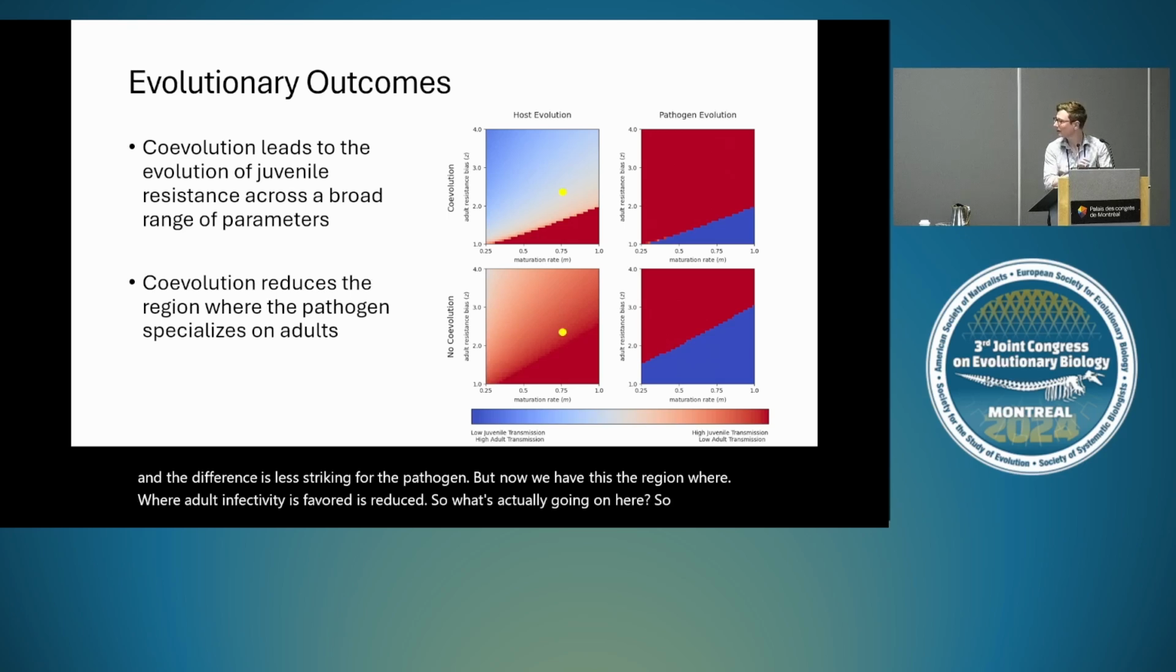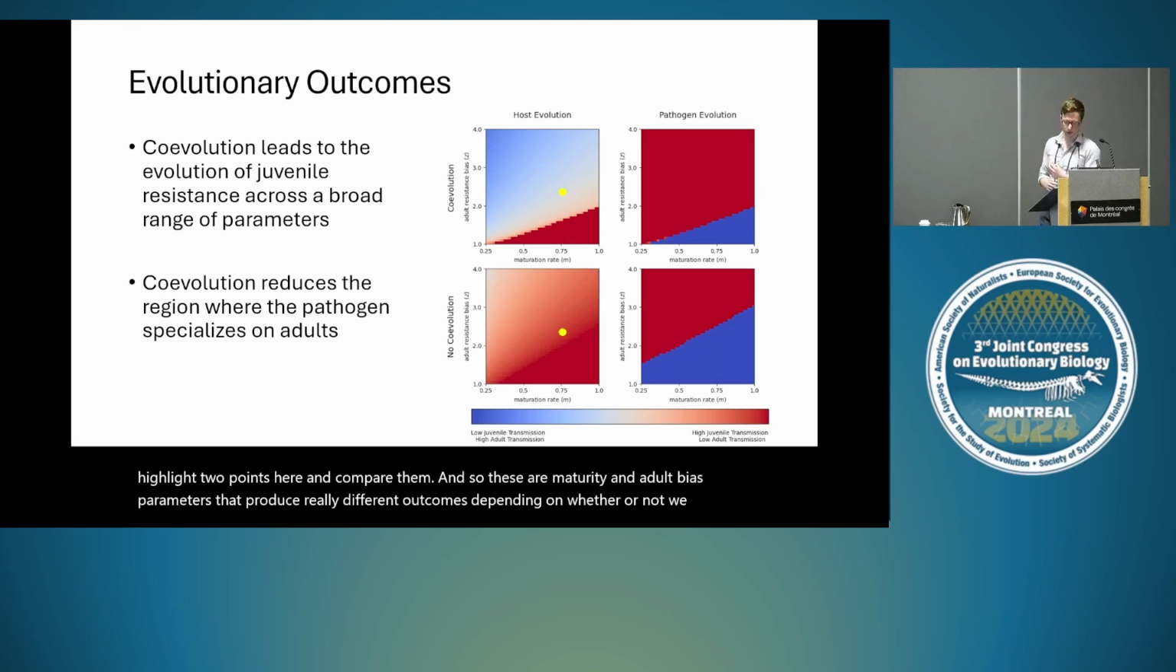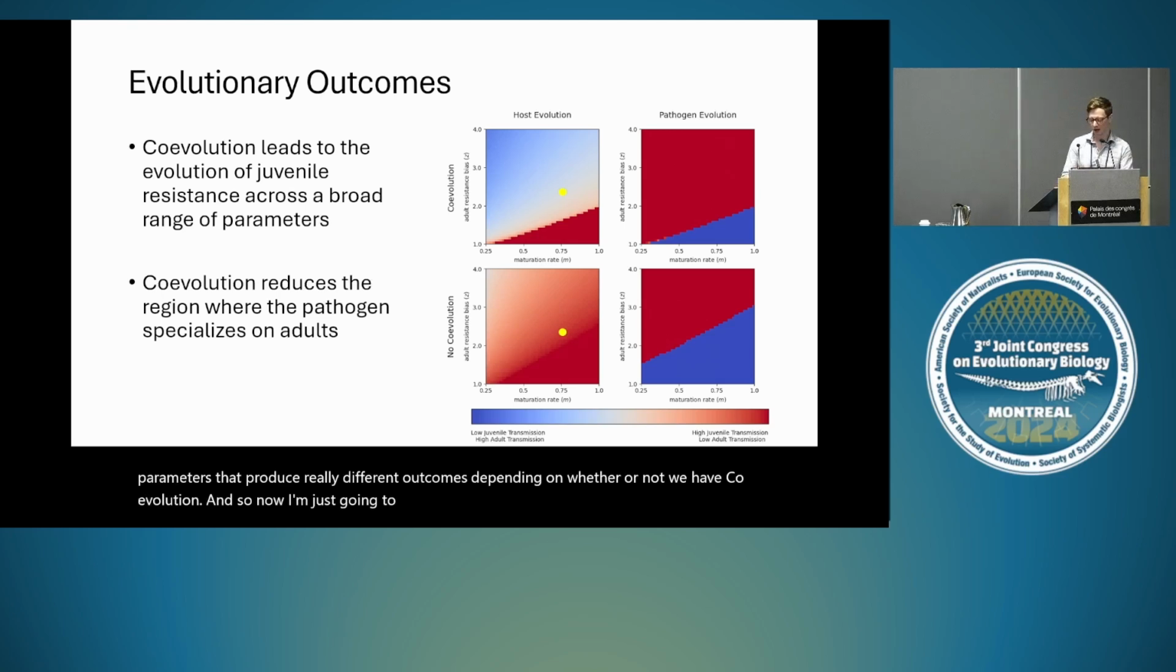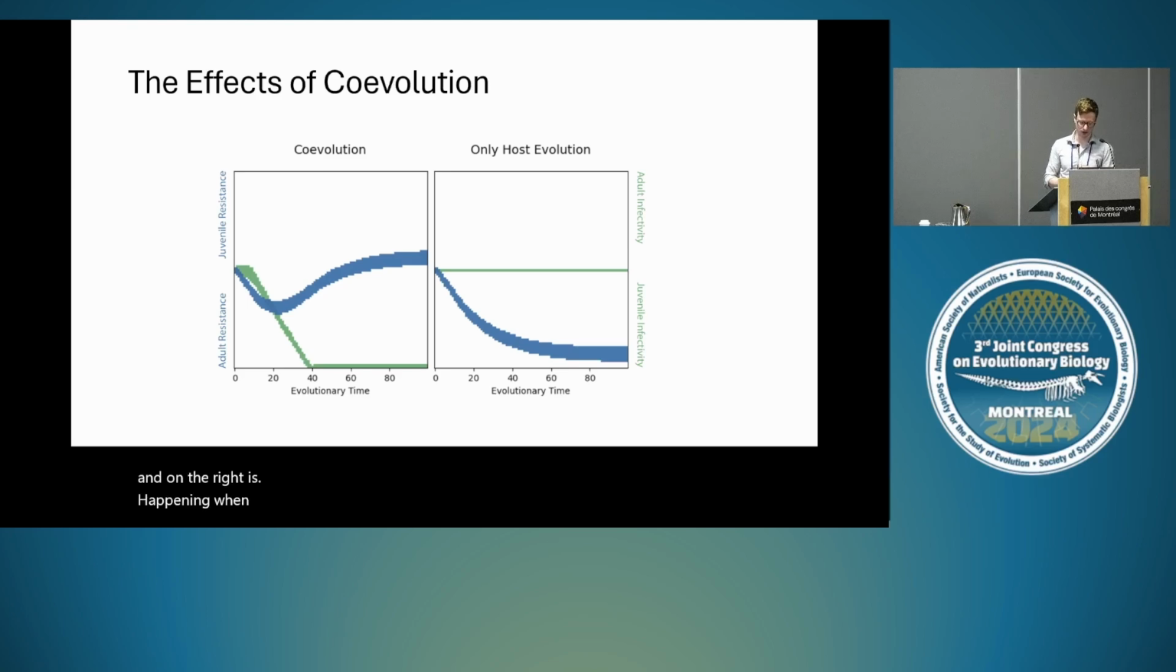I'm going to highlight 2 points here and compare them. These are maturity and adult bias parameters that produce really different outcomes depending on whether or not we have coevolution. Now I'm going to show you what happens over evolutionary time in both of these scenarios. On the left, we have what's happening with coevolution, and on the right is what's happening when only the host can evolve.